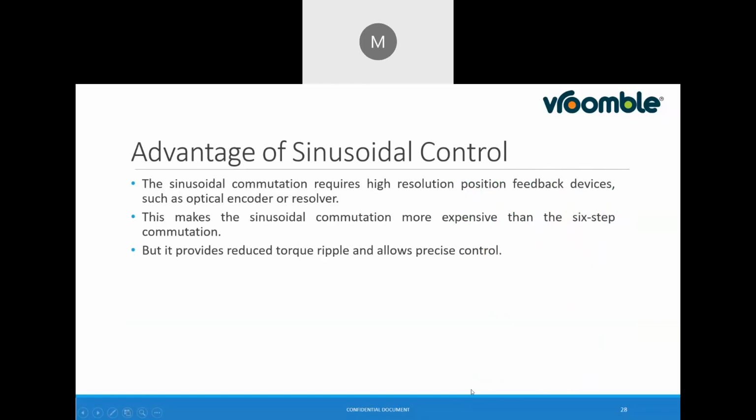Now, what are the advantages of the sinusoidal over the trapezoidal? It requires very high resolution position feedback devices, an optical encoder or resolver, to detect speed and position very accurately, which is basically a costly affair. That makes this control method an expensive one.